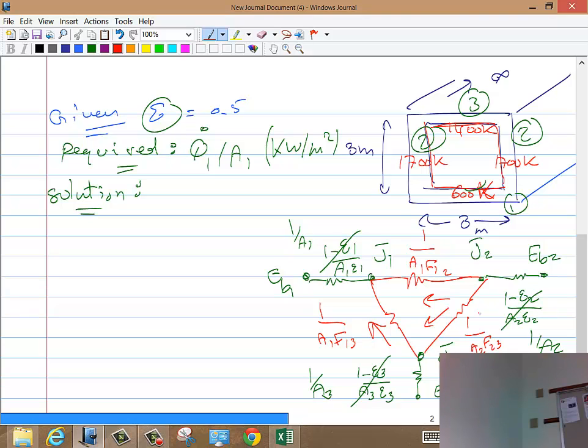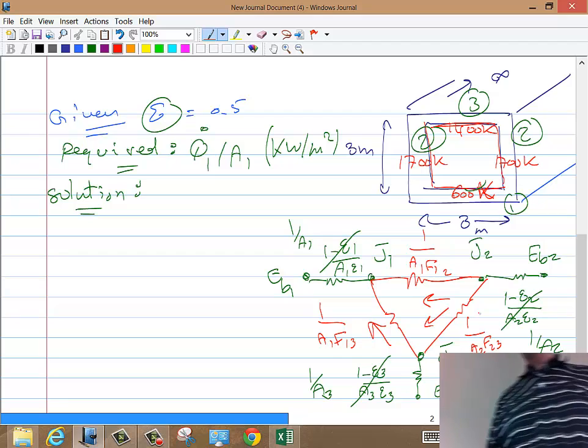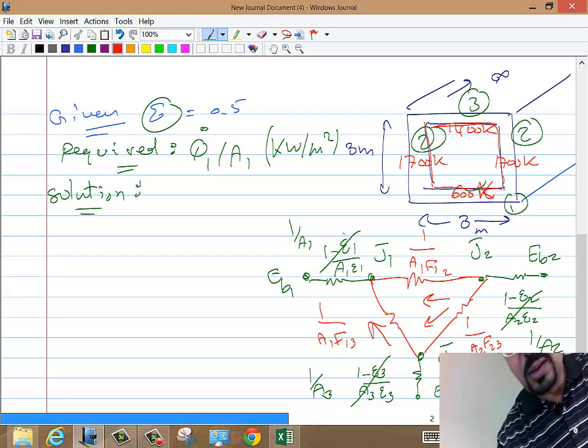But at the end of the day, the Q dot 1, where is it? Can anyone tell me where Q dot 1 can be drawn in this graph? Q dot 1 would be here, right?